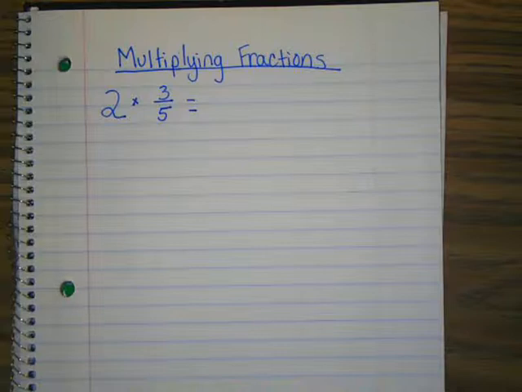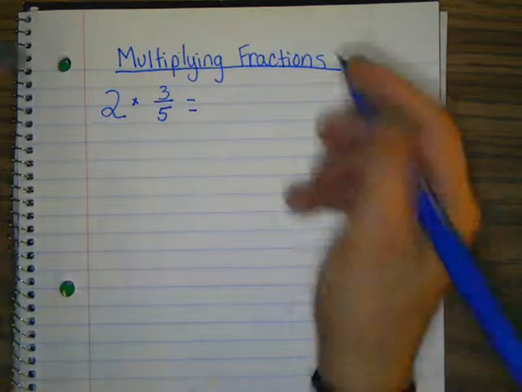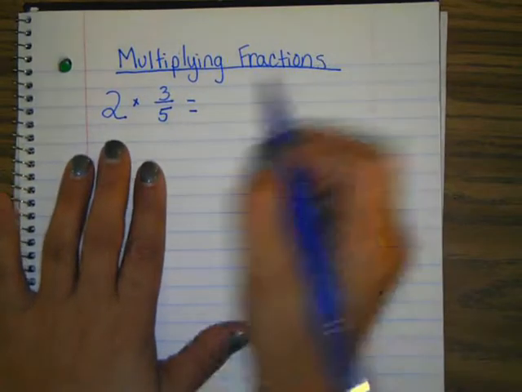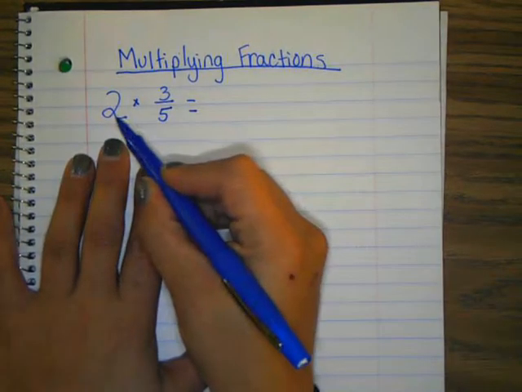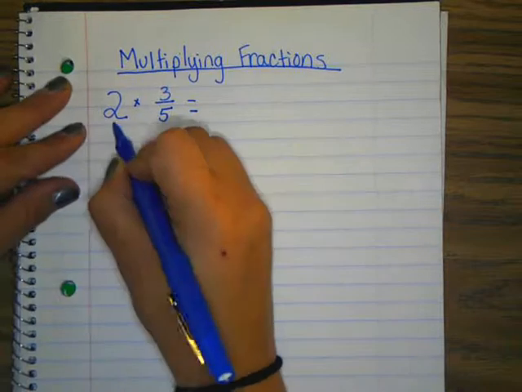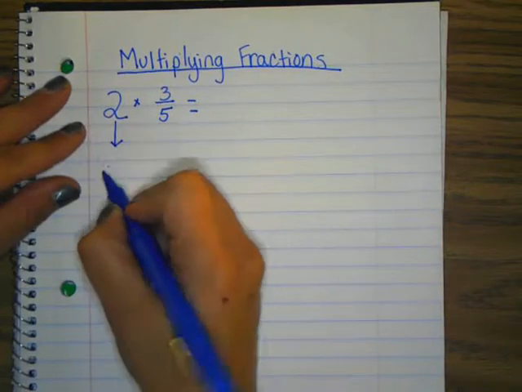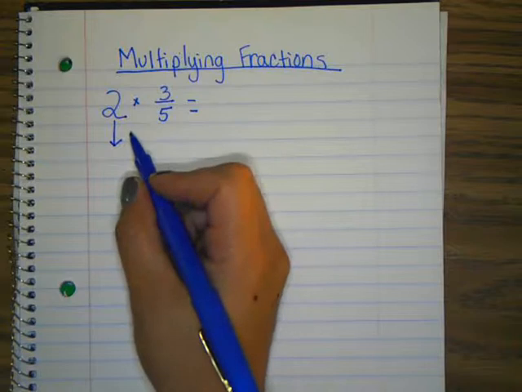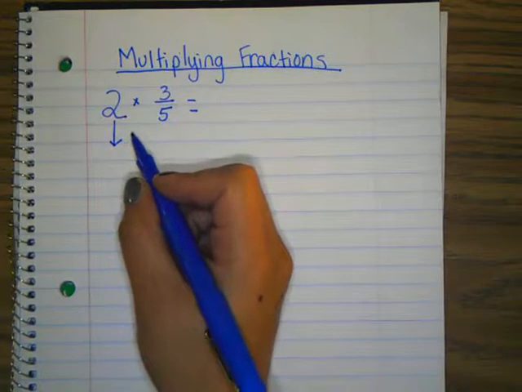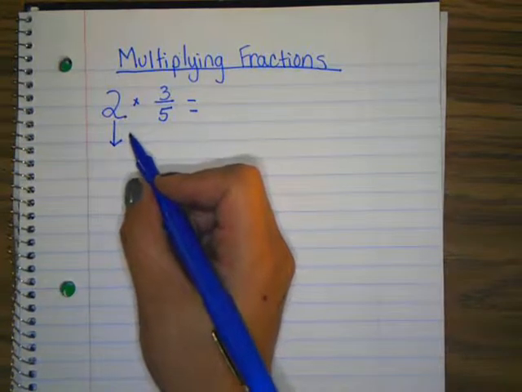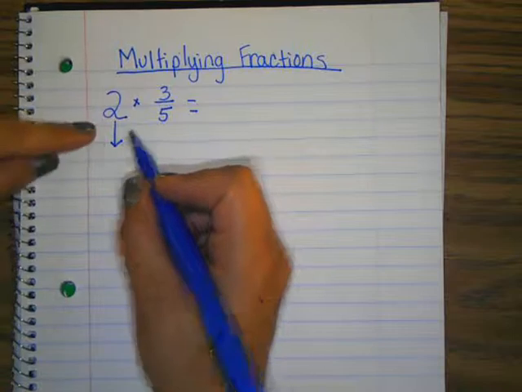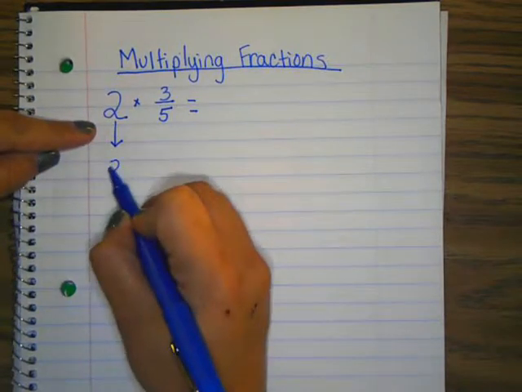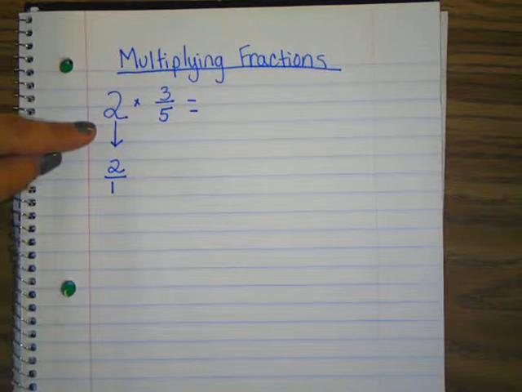I heard a lot of good answers. Let's see. Maria, how would you do it? You transform 2 into a fraction by doing 2 over 1. So I overheard several kids say you have to change that whole number into a fraction. Good job. So we have 2 whole, which is literally 2 over 1, times 3/5.